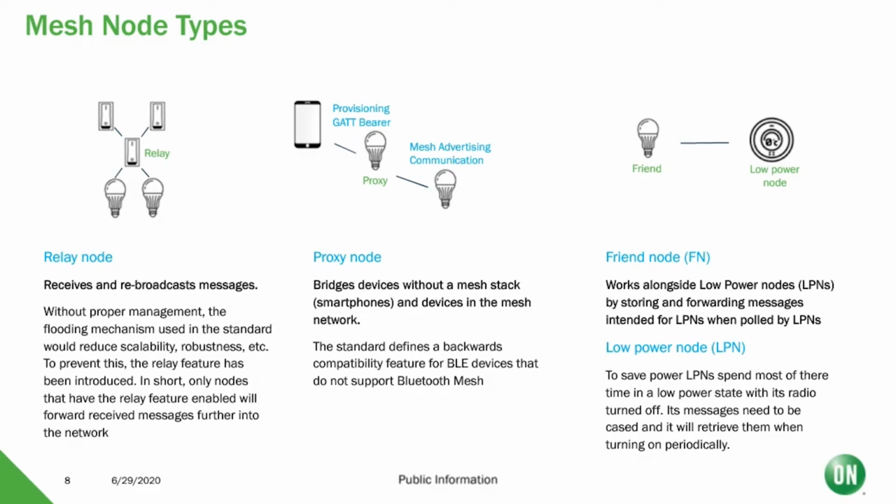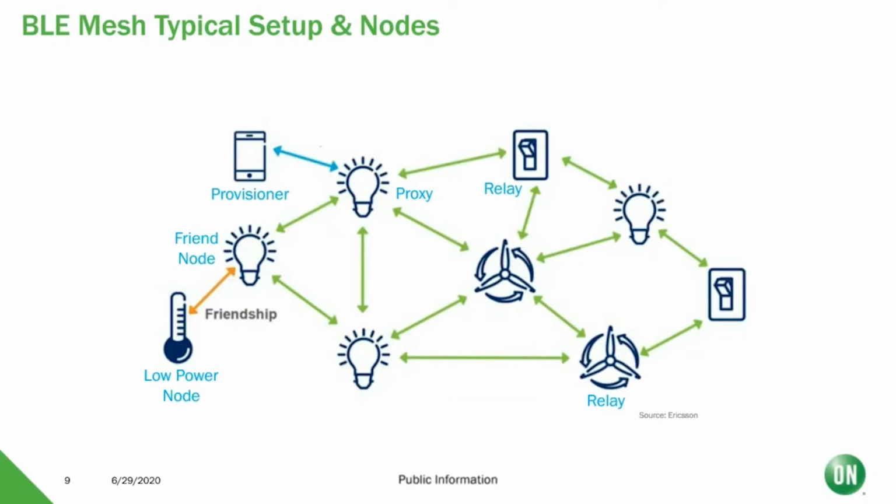In a typical mesh network, you will see a mixture of all these kinds of nodes. Obviously, relay nodes are important if you want extended range, if you want to talk to devices that are spread out. The function of relay nodes is to relay the messages through multiple hops. Proxy nodes allow devices that don't have a mesh stack to participate within a mesh network. And obviously, we talked about the low power node and the friendship concept that allows extremely energy constrained devices to participate in a mesh network. In this graphic, for example, you see on the left-hand side, there is a temperature sensor.